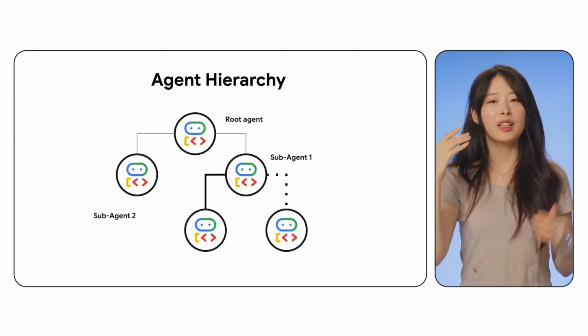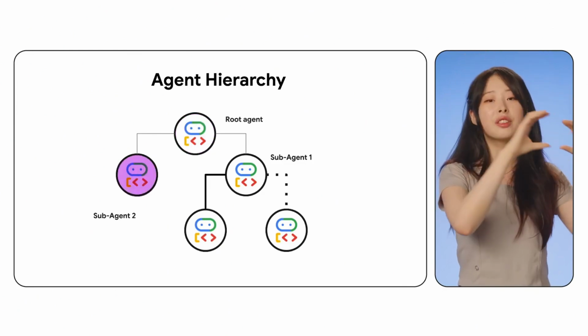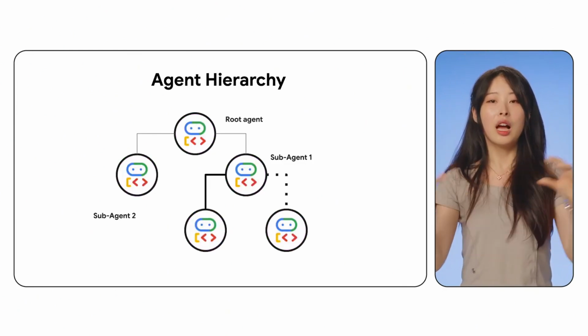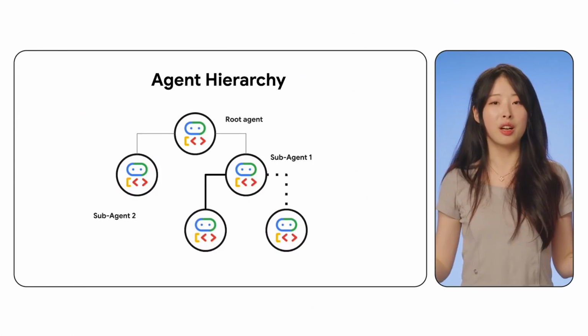You can think of it like a company. The root agent is the CEO. And the sub-agents are VPs, managers, and workers. Everyone knows their roles, and together, they get the job done.